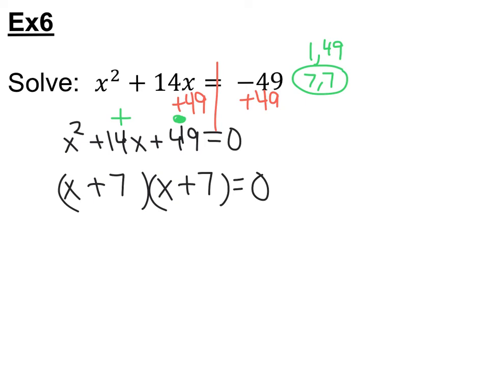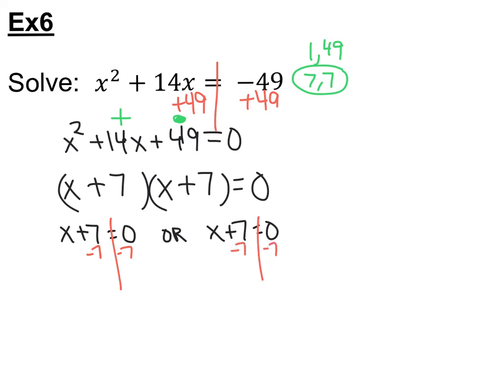So we can now use the zero product property. 2 or more things multiply to get 0, so set each factor equal to 0. And note that we have the same factor. So you only have to solve one of them because it's the same thing. But I'll show you that you do get the same thing. For both of these, you get x equals -7. So you only have to circle one pair.